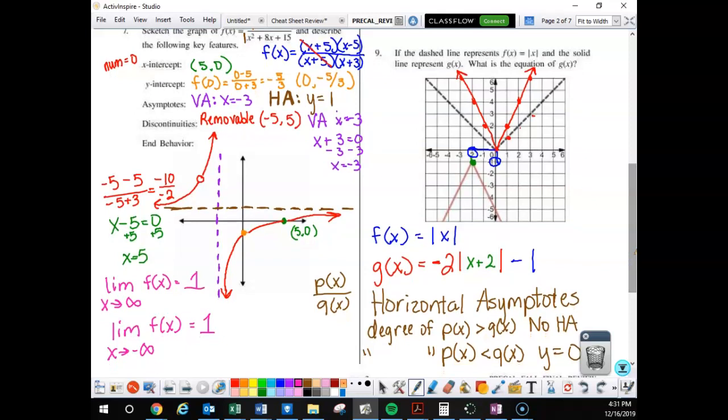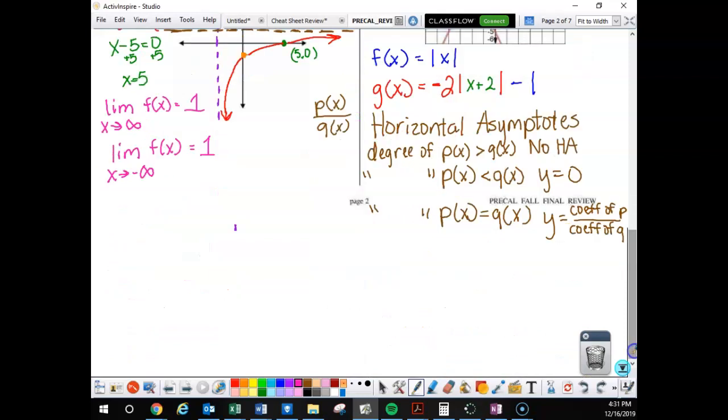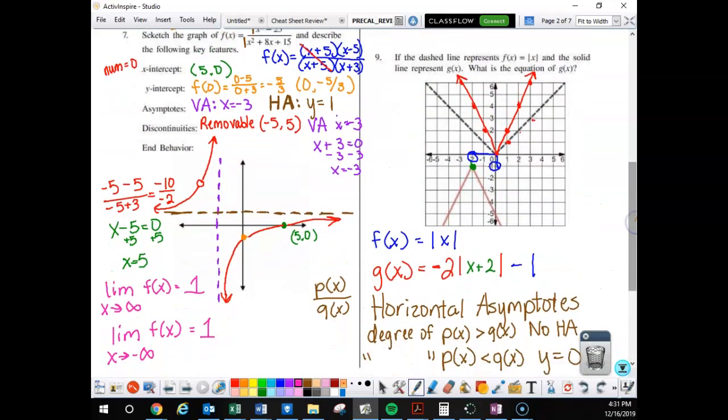Okay, so remember, for the vertical asymptote, you set the denominator equal to 0. For the x-intercept, you set the numerator equal to 0. For the y-intercept, you just plug in 0. For the horizontal asymptote, you look at your degrees over here. And then for discontinuity, the removable, remember that's the hole, wherever you have a hole in the graph. And that's whenever you cancel out factors. Okay? All right.